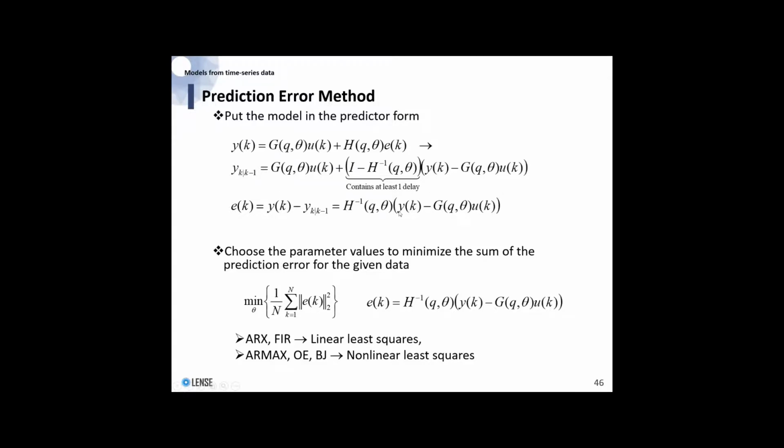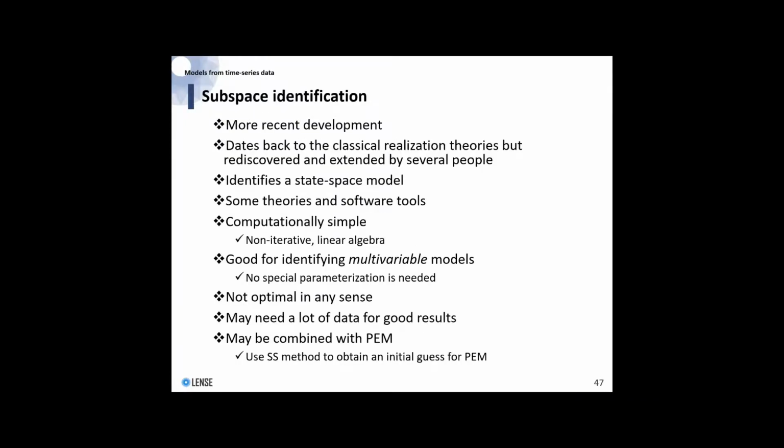So I'm going to choose my theta. I have the data for y, right? So I'm going to use my data and determine theta so that this prediction error is minimized. And that's called the prediction error method. That works really well for transfer function models and single input, single output models. It doesn't work very well for state space models, obviously. So people have developed what's called subspace identification, which can be quite effective in identifying these multi-output models.